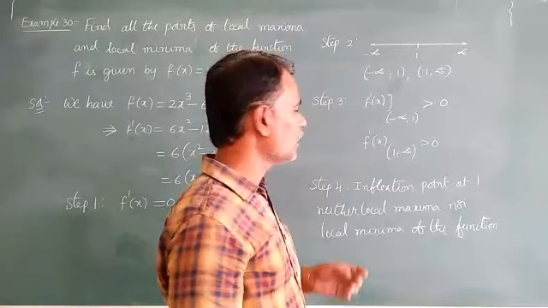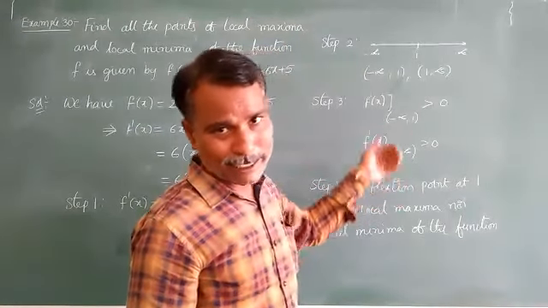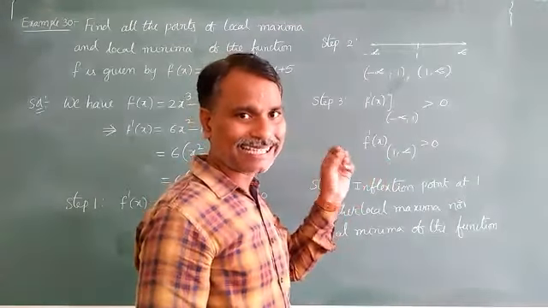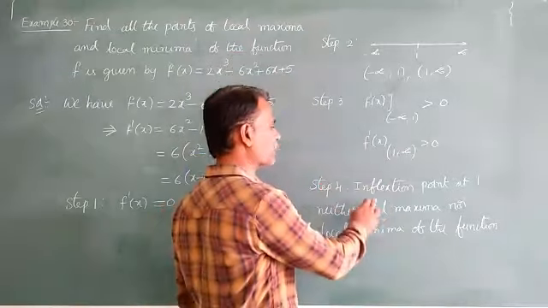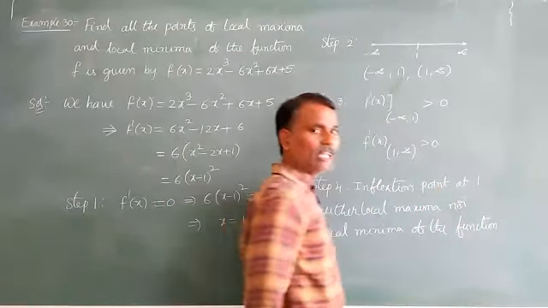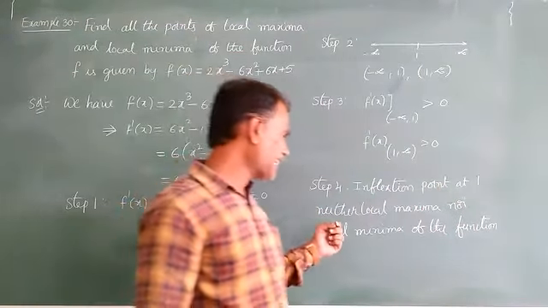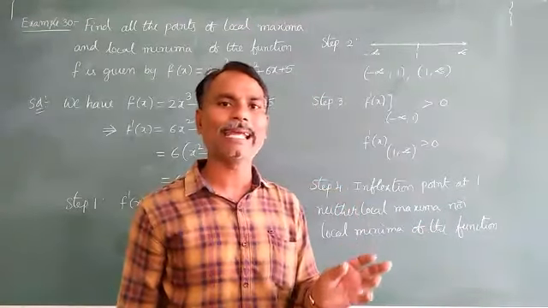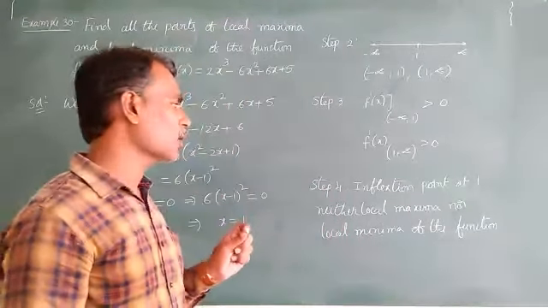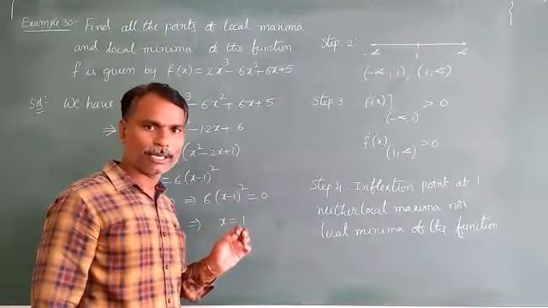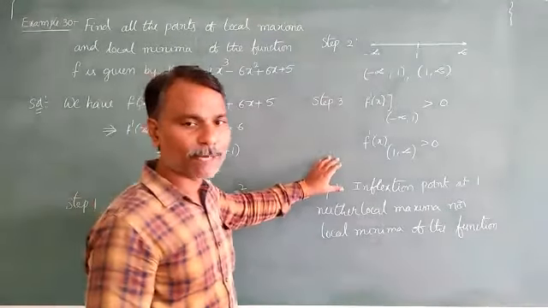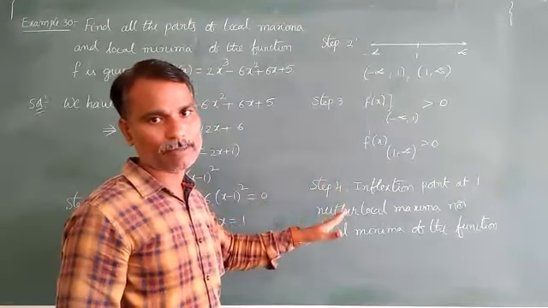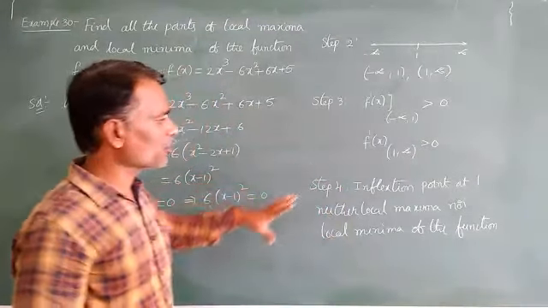Greater than 0 on both sides means what is the condition? Plus changing into plus, or minus changing into minus. Such a condition means it is an inflection point. Inflection point means neither local maxima nor local minima of the function. This is an inflection point at x equal to 1, so there we cannot get any local maxima or local minima. This is the solution for it.